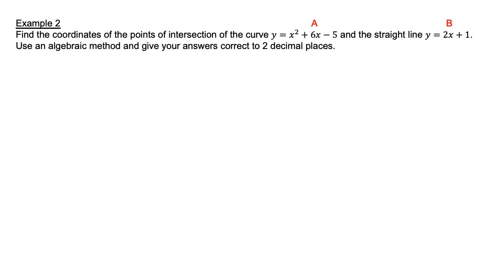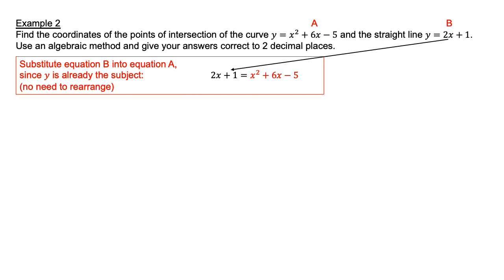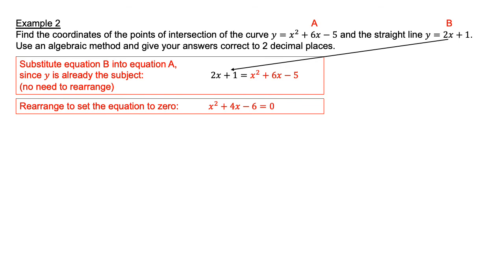So again, we start the same way. I'm just going to label the equations A and B, so we know what we're talking about. And as before, we put the 2 equations together. Now here, the difference with this question is it's already y equals 2x plus 1. So we've already got equation B with one of the variables, in this case the y, as the subject of the formula. So immediately I equate the 2 equations. So 2x plus 1 equals x squared plus 6x minus 5. So again, exactly as before, we rearrange so that the equation is equal to 0.